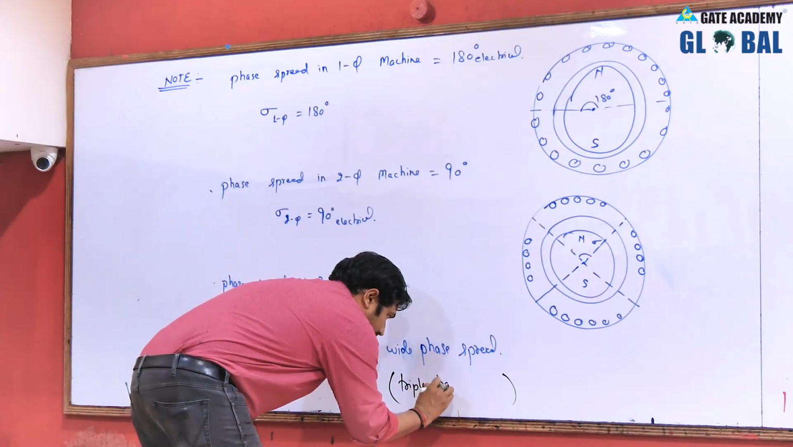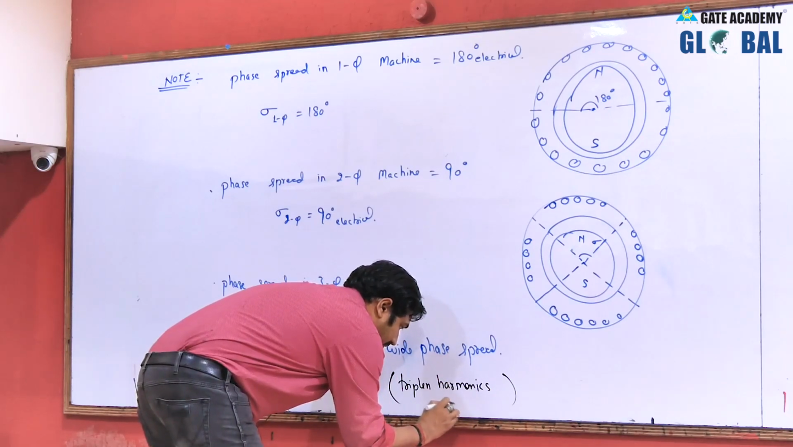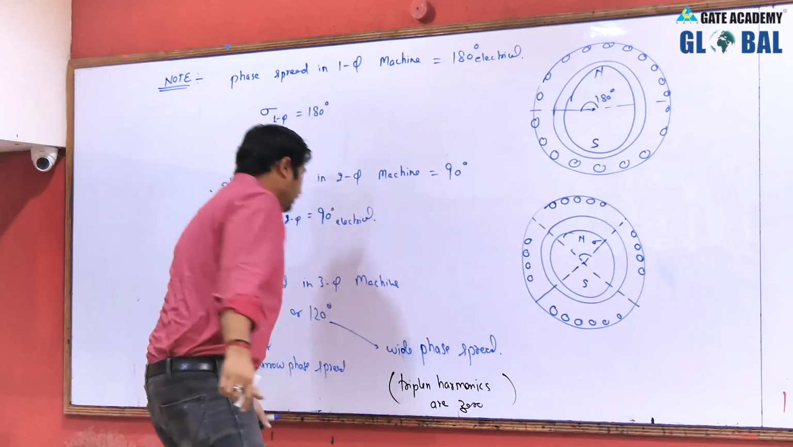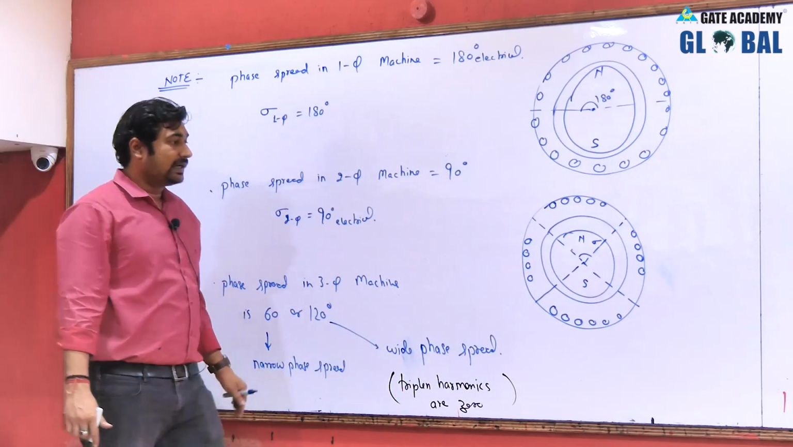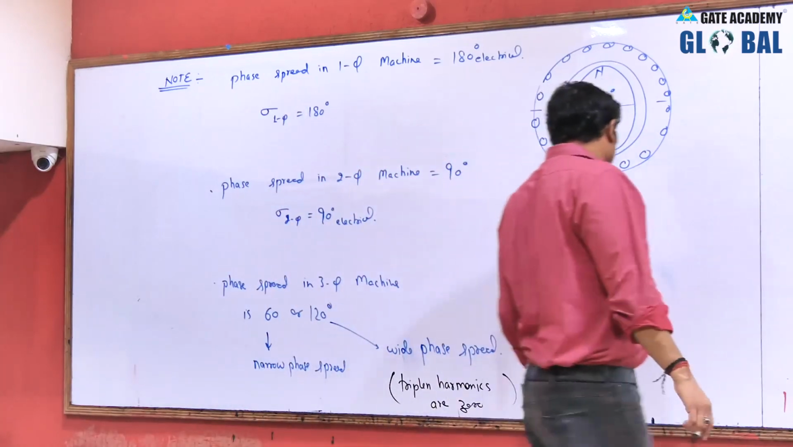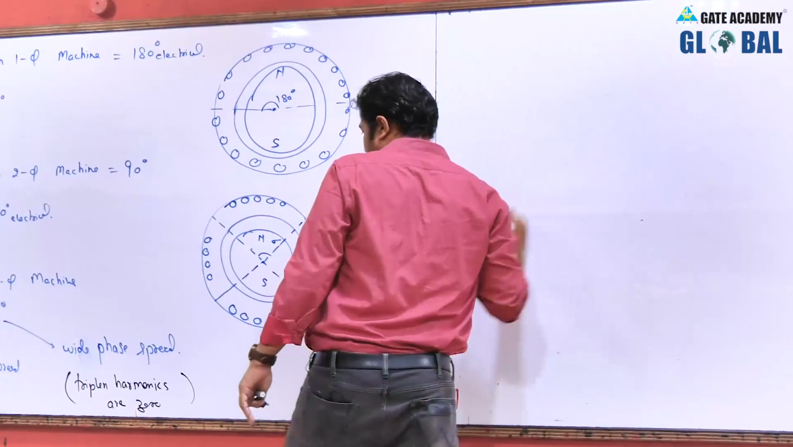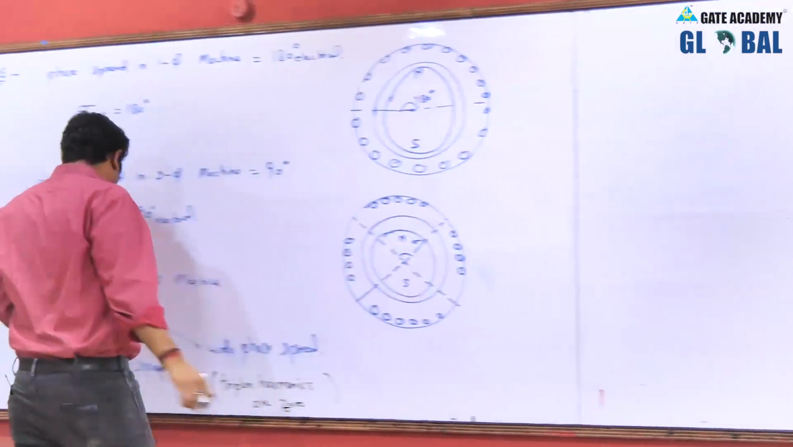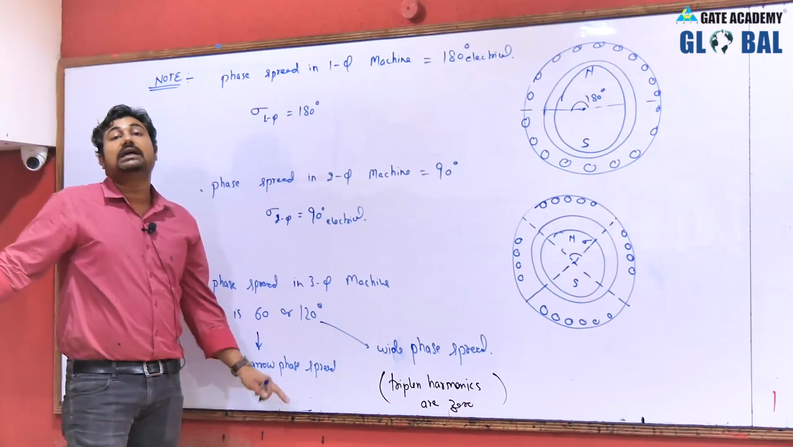Okay, however, the triplen harmonics are present in case of narrow phase spread. So if you have designed the 60 degree phase spread for a three phase machine, then triplen harmonics are present, and 60 degree phase spread is possible in case of a single layer winding.